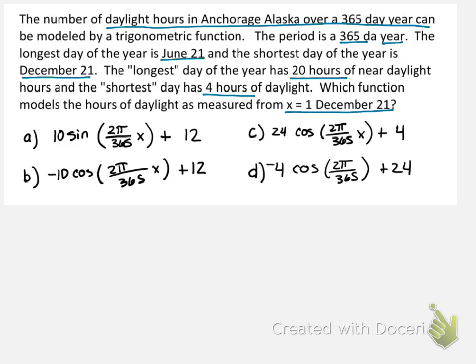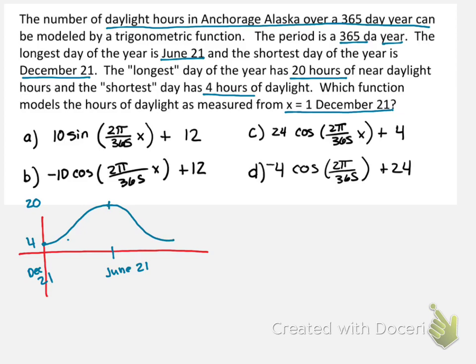So I'm going to make myself a little sketch of what we have. Start with the low of 4 hours. So let's say this is 4 hours right there. We're going to go up to a high of 20 hours. And then of course we would go back to, so this would be December 21. This would be June 21.